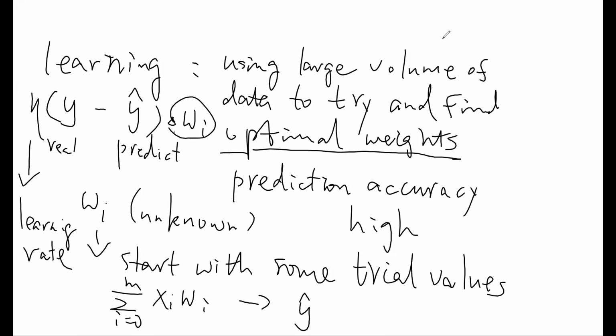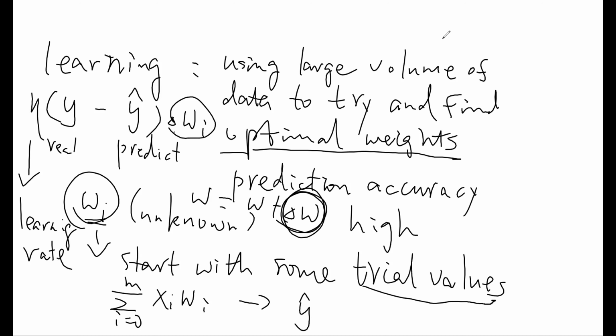And this delta W we keep updating. We start with some initial trial values, and then we are going to update. So the update is W equals W plus delta W. And you keep updating this, and it will make it more and more close to higher accuracy. Okay, then we can achieve our goal. So that's the general idea.